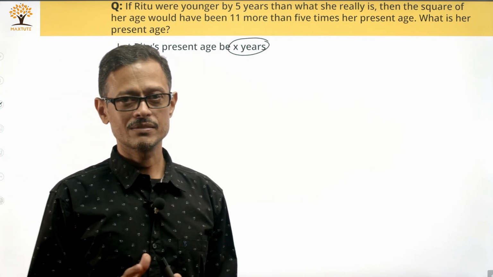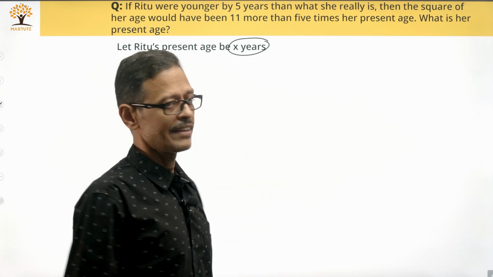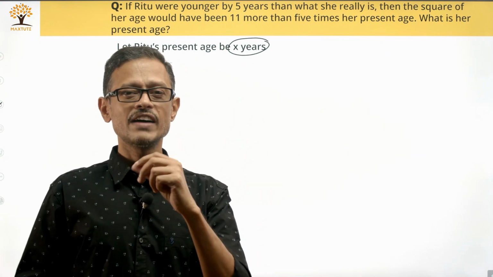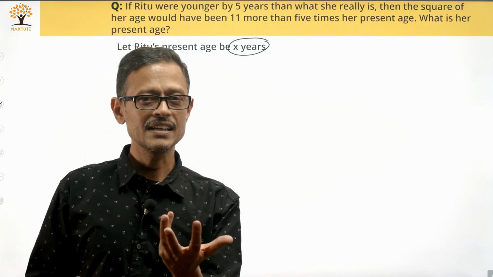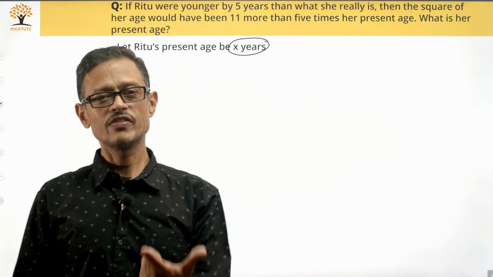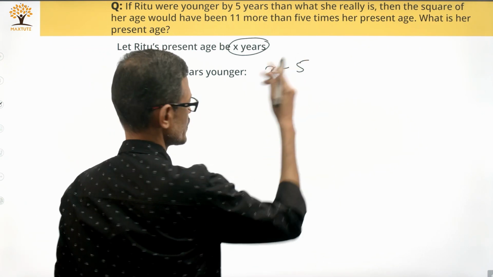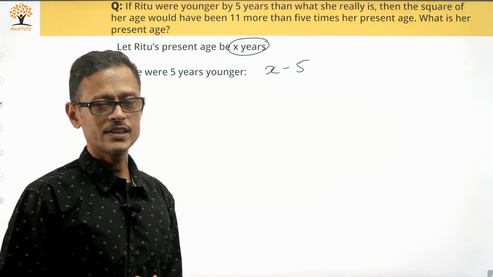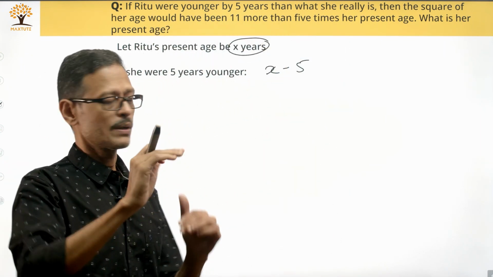Present age is X years. When I take the first part, if Ritu were younger by 5 years than what she really is, she is 5 years younger. Let's say she's right now 15 years old. If she were 5 years younger, she would have been 10 years old. She is right now X years old. So if she's 5 years younger, then her age would have been X minus 5. She is 15, 5 years younger would have made her 10. She is X, therefore 5 years younger would have made her X minus 5. So if she were 5 years younger than what she is, that component is done.